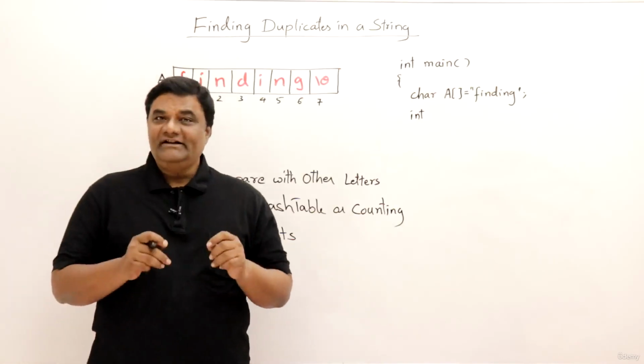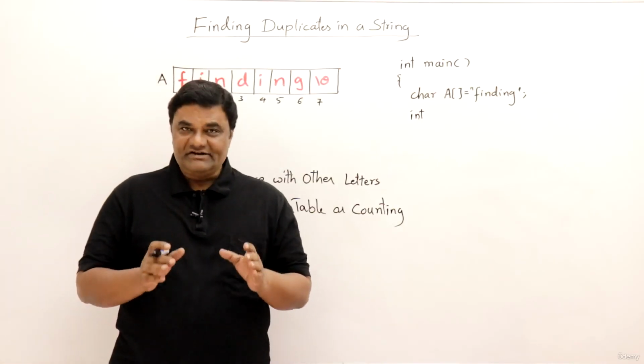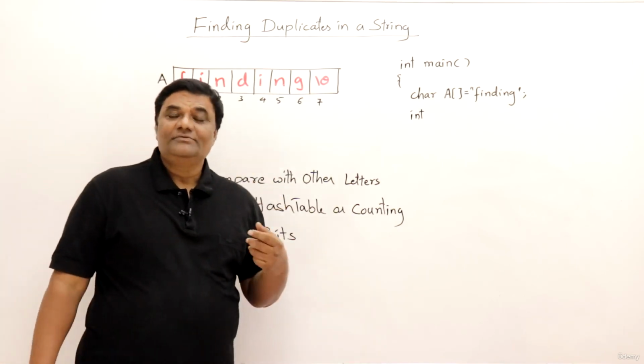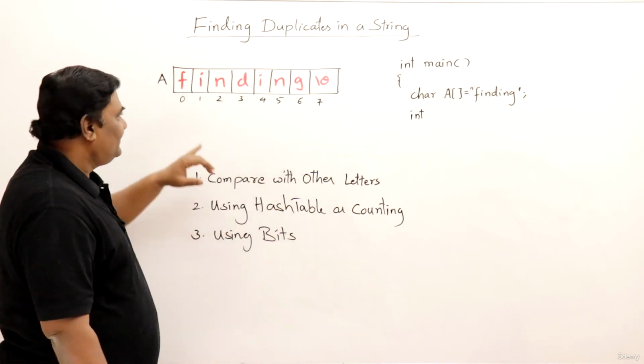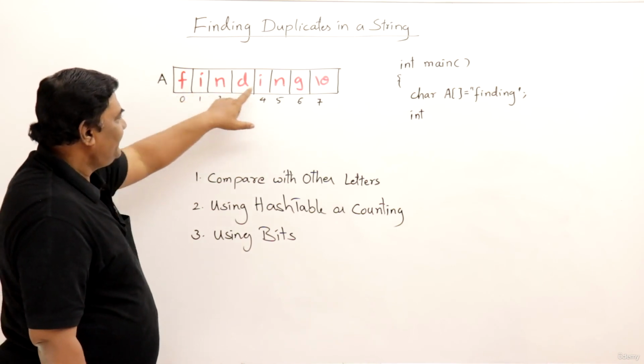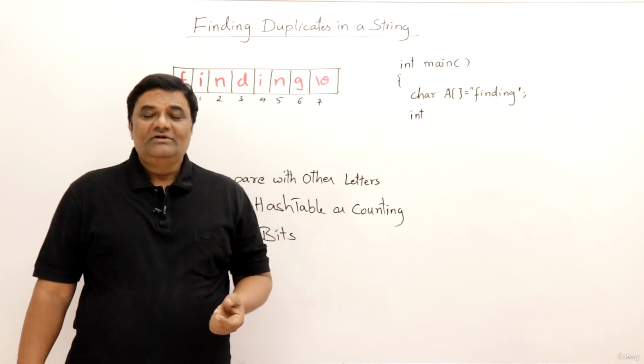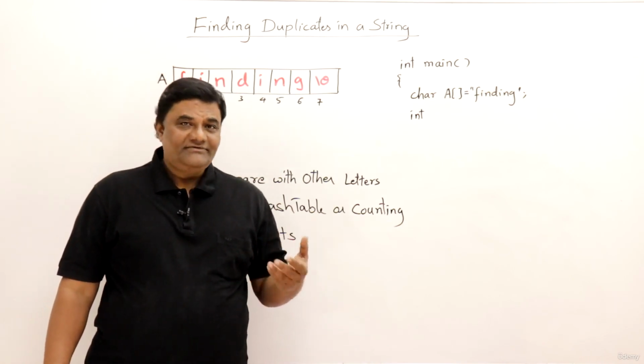Now the topic is finding duplicates in a string. Here is a string. We have to find out if there are any duplicate alphabets in the string. For example, in a given string, I is repeating more than one time, N is repeating more than one time. So we have to find out if there are any alphabets which are repeating more than one time.